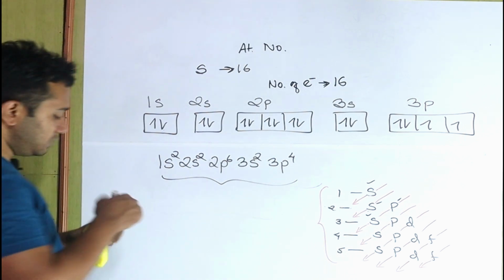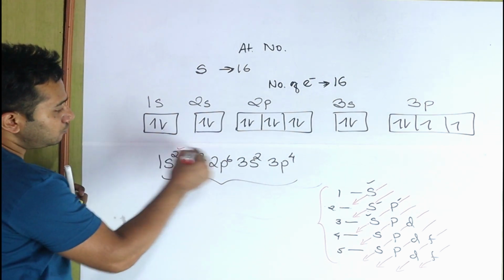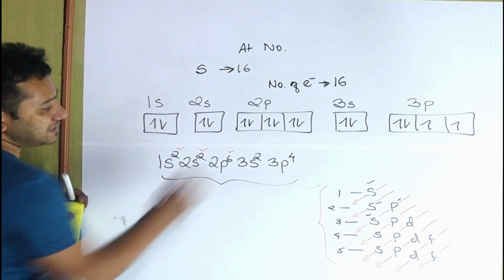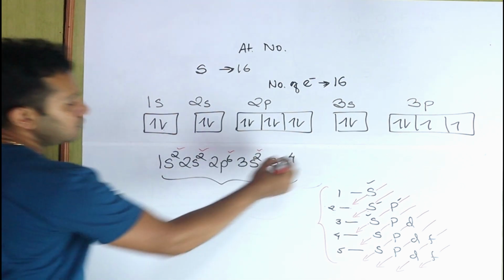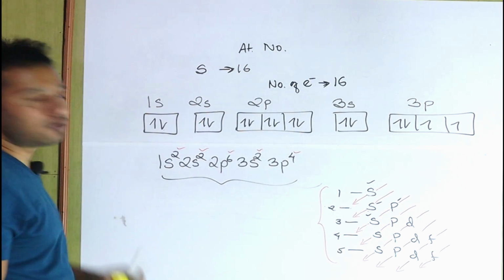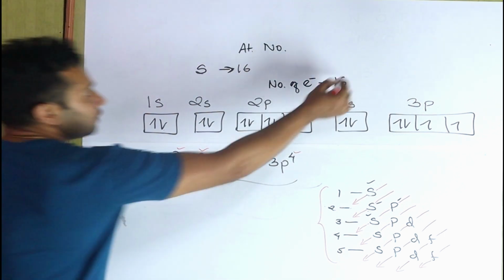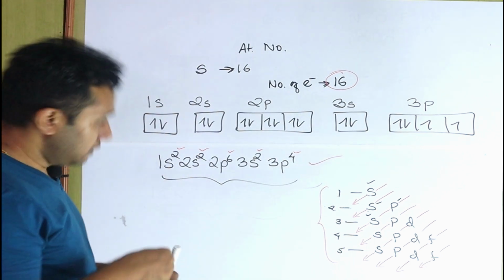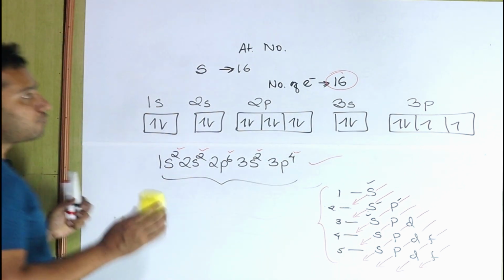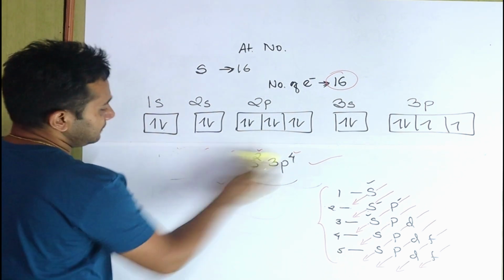Let's count, okay? Let's see whether we are right or wrong. So 2 plus 2, 4, 4 plus 6, 10, 10 plus 2, 12, 12 plus 4, 16, right? So the number of electrons is 16. So we are right. Let's go for atomic number 17.